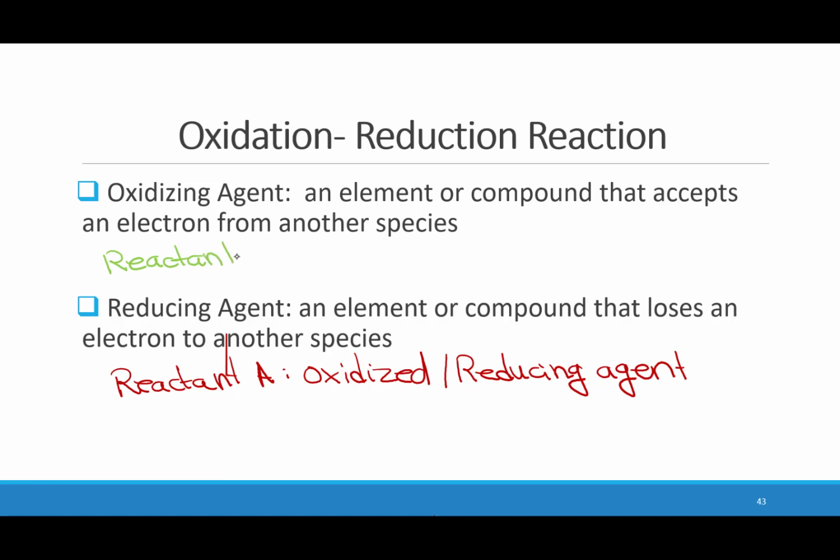Reactant B is reduced, but then it becomes an oxidizing agent. Okay. Then the reactant that becomes oxidized will also be a reducing agent, and the reactant that's being reduced will become an oxidizing agent.